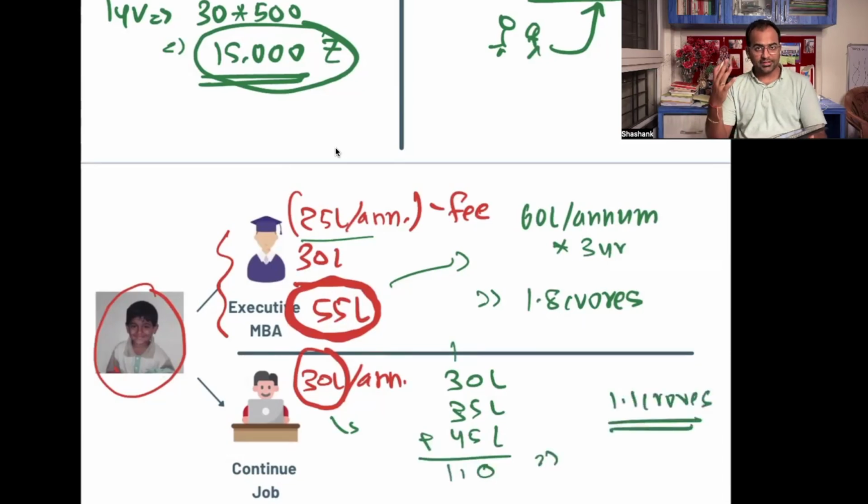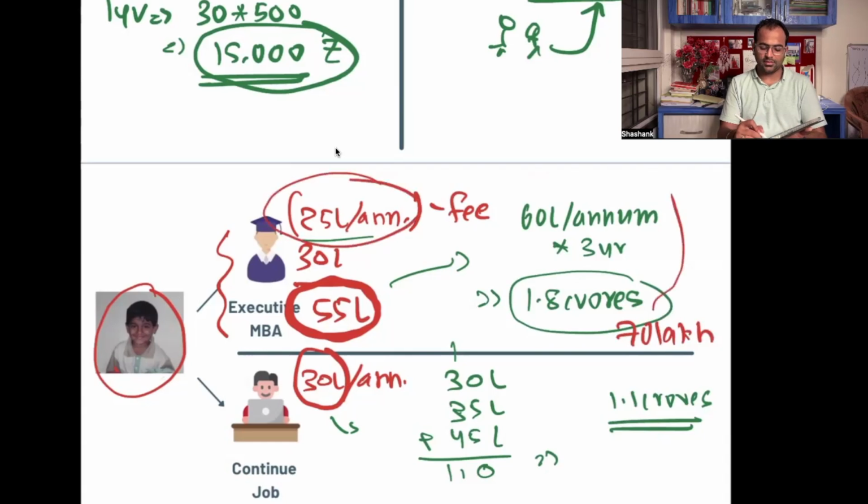So net after 3 years, if I really compare the decision of doing an MBA or not doing an MBA, I am in a deficit of 70 lakh rupees. And if I subtract my 25 lakh rupees here, I still have 45 lakh rupees that I have potentially lost by not doing an MBA. So this is another way in which opportunity cost can be calculated.